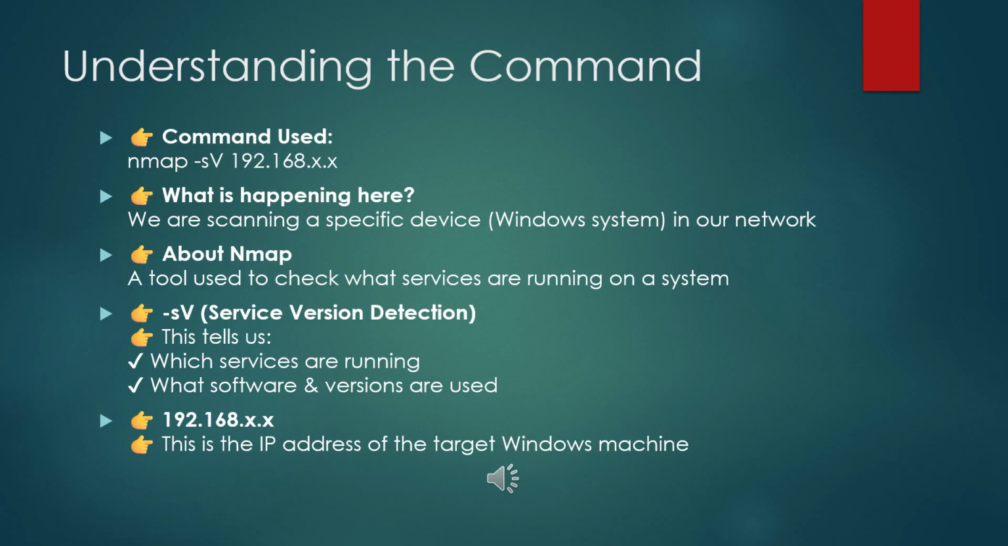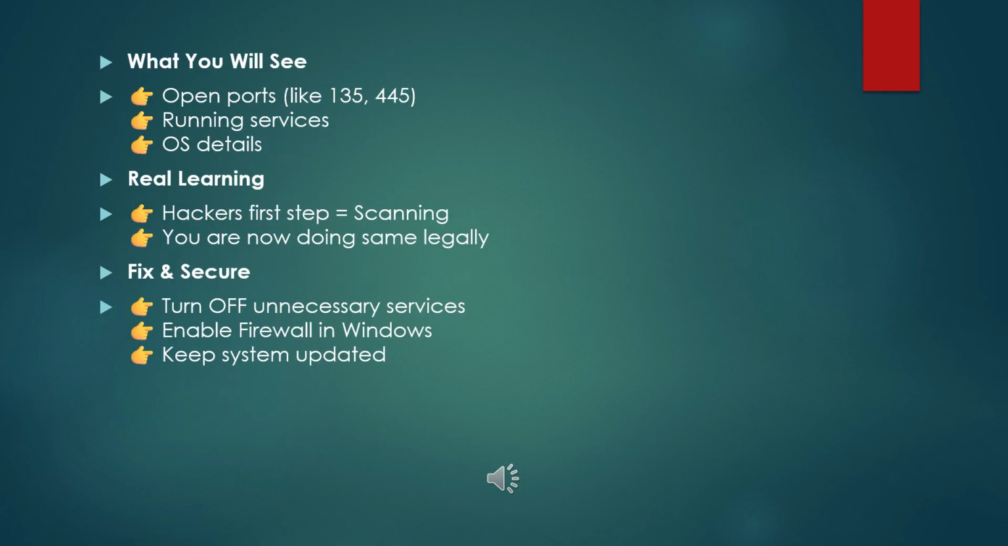The IP address 192.168.1.5 represents our target Windows machine. So we are focusing only on that one device. This step is very critical because attackers use this information to find weaknesses in specific services. If a service is outdated, it could be vulnerable to attacks. So in short, we are not hacking, we are understanding our system from a hacker's perspective to make it more secure. Now let's understand what exactly we see after running the scan.